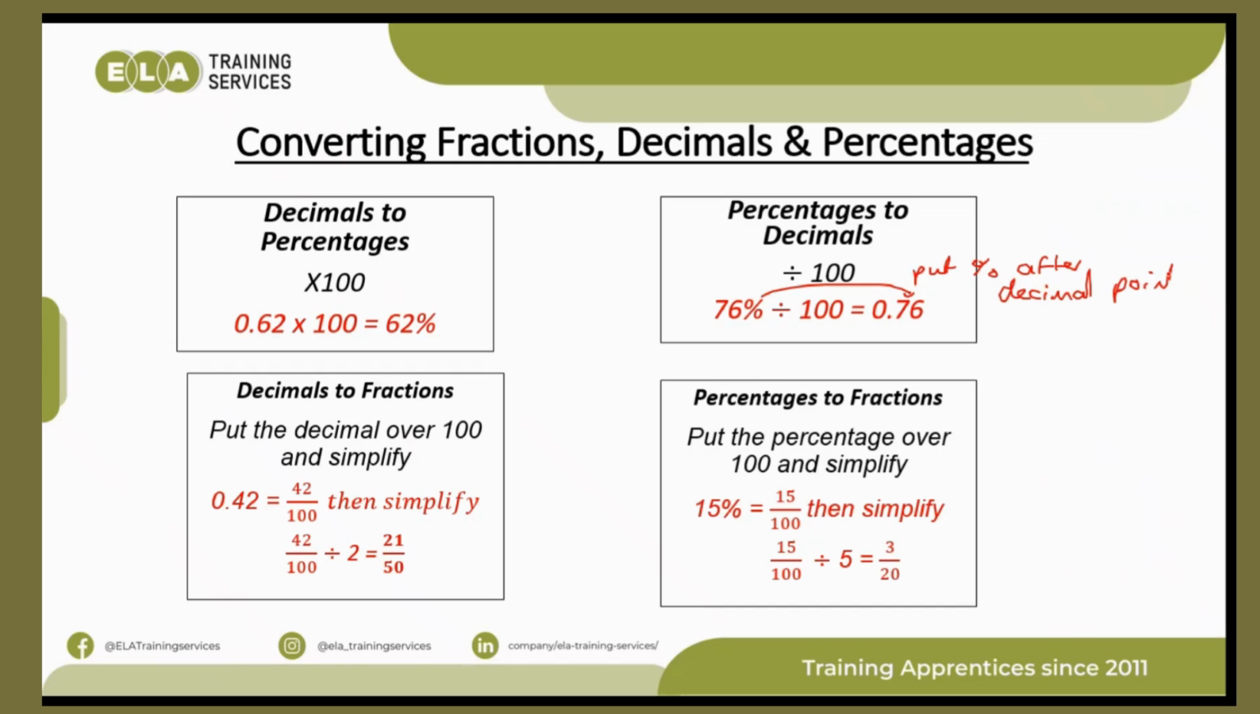Then we have decimals to fractions. So what we do here is we put our decimal over 100, so as a fraction, number at the top, number at the bottom. We put 42 over 100, so our decimal over 100, and then we simplify. And what that means is to divide it down until it cannot be divided anymore. And we're going to come into that a little bit more later.